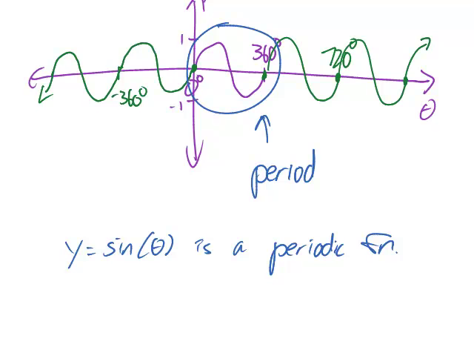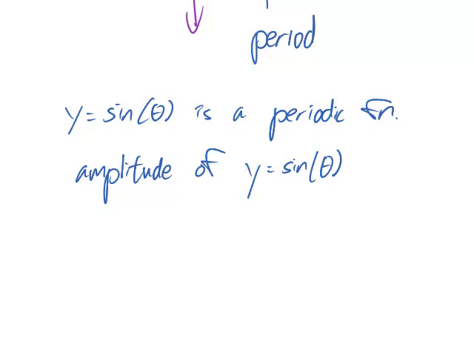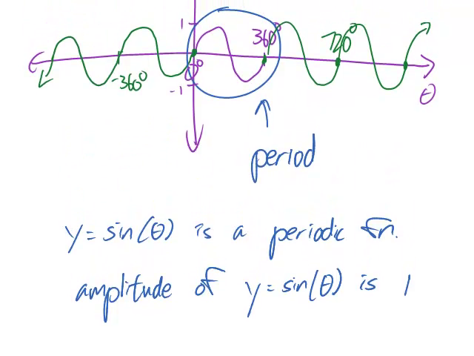While we're at it, let's add a little more terminology. The amplitude of y equals sine theta is 1. What that means is this kind of wave goes up to 1 and down to -1. That's all it does. It doesn't go to 2, doesn't go to 7, it goes up to 1, it goes down to -1. 1, -1, 1, -1. That's how far it goes.